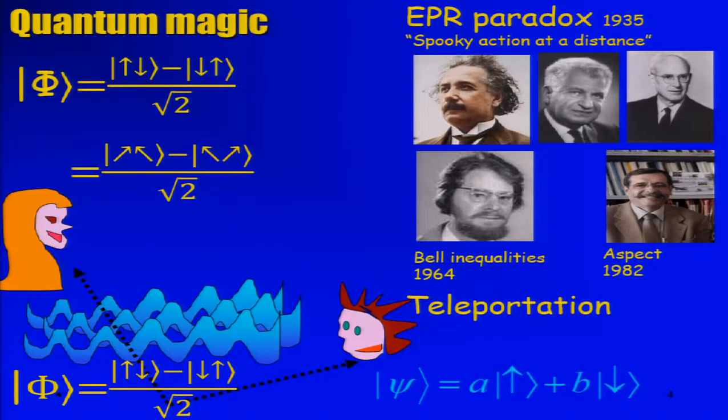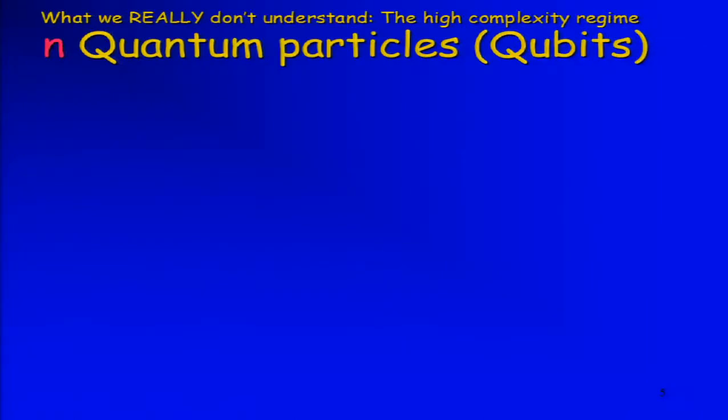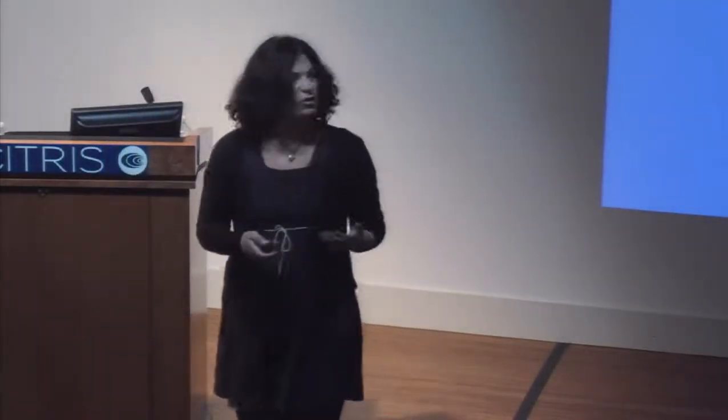What we really don't understand is the high complexity limit of quantum mechanics. What happens in quantum mechanics when we add many particles together? When we put not 2 particles together, but n particles together. By the superposition principle, we just have to look at all the possible configurations of the particles and look at the states which are superpositions of those. So how many configurations do we have for 1, 2, 3, n particles? For 1, we have 2 configurations. For 2, we have 4.